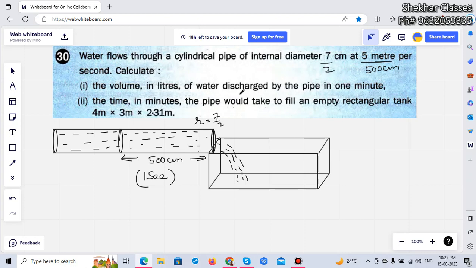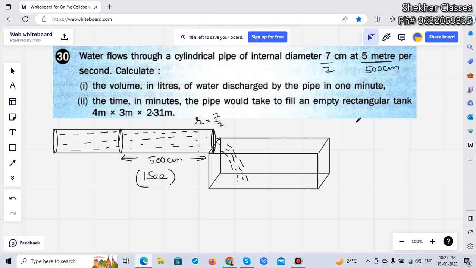Calculate the volume in liters of the water discharged by the pipe in 1 minute. So this is in 1 second. We have to find for 60 seconds. In 1 second, it empties 500 centimeter. In 2 seconds, 500 plus 500, that is 2 times 500, 1000 centimeter. 3 seconds, 3 into 500. 10 seconds, 10 into 500 centimeter. And in 60 seconds, 60 into 500 centimeter of length of pipe will empty. Sorry, in 1 minute. Is it clear?